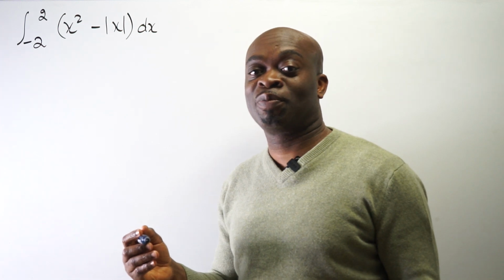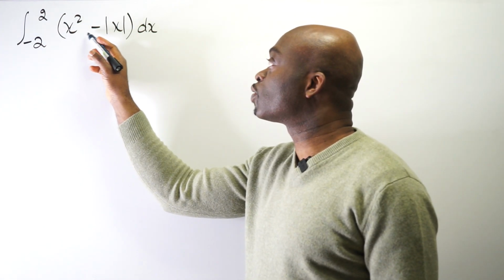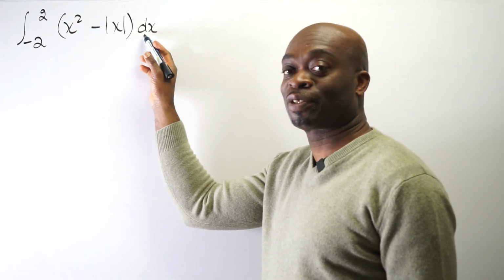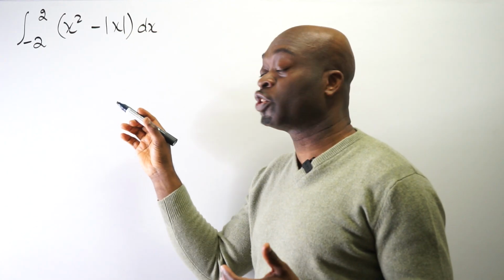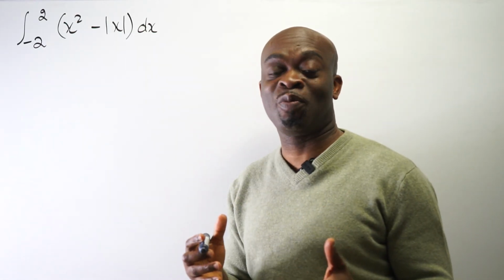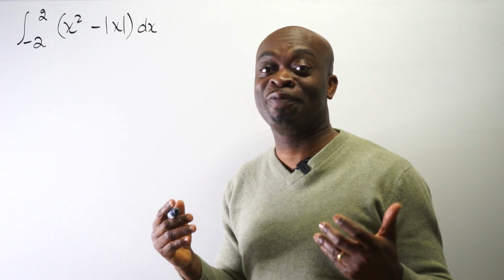Let's solve for this integral problem here. We have the integral of negative 2 to positive 2 of x squared minus absolute value of x dx, correct? So what's really happening here? For this one, we can split them up into two, and that's the reason why we're on this platform, to be able to make life a lot easier for you, for myself as well, right?